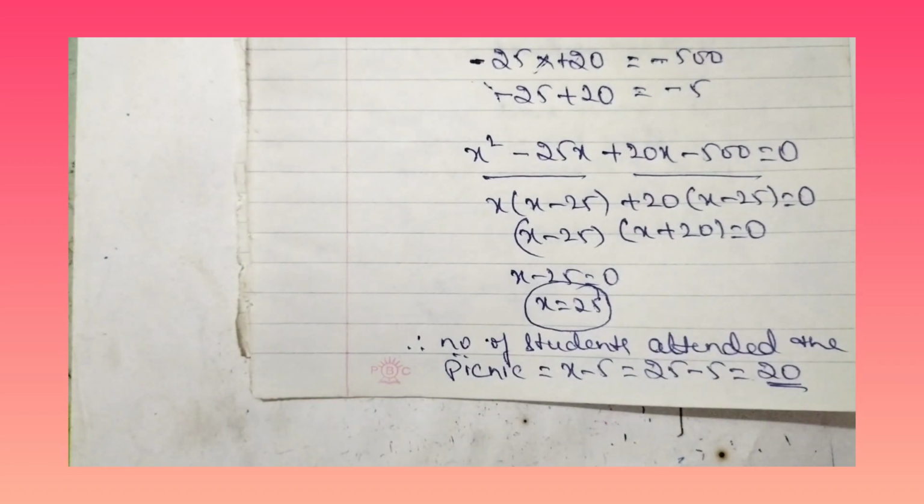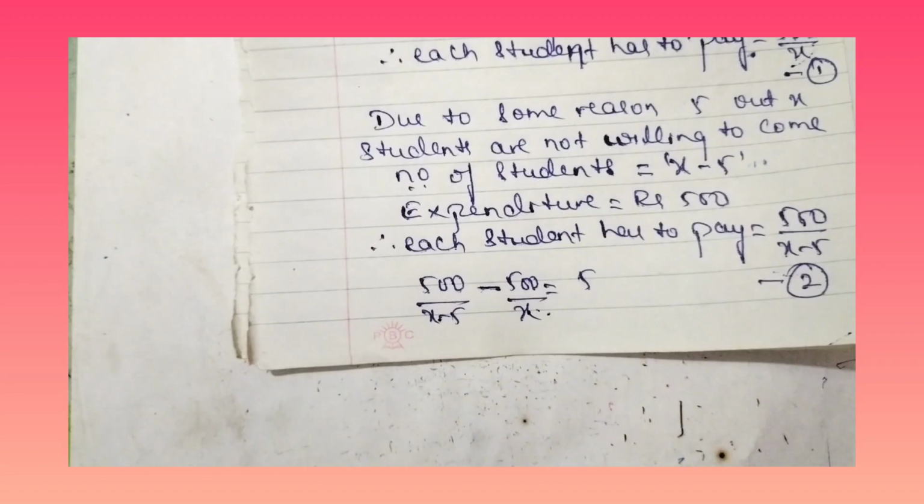Therefore, how many students are willing? Sorry, how many students attended? So 20 students attended the picnic. So like this we have to solve this question. So now let us move on to one more question.